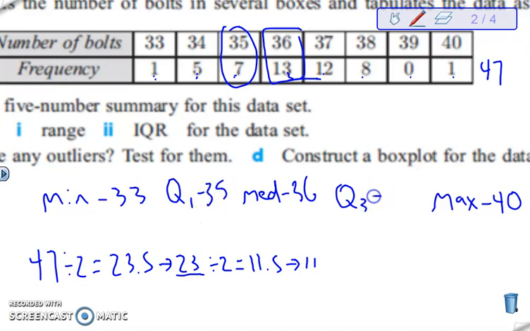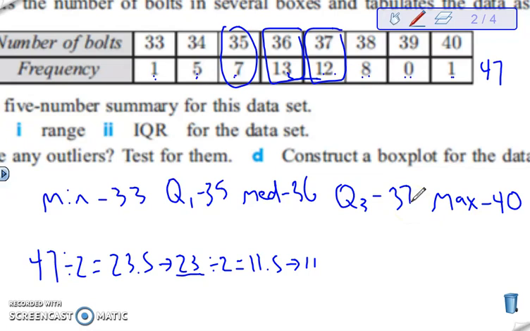And if I count Q3, again, I'm counting 11 terms. So 1 plus 0 is 1, plus 8 is 9, plus 12 is 21. So that means somewhere in these 12 items is Q3. So Q3 is going to be 37.